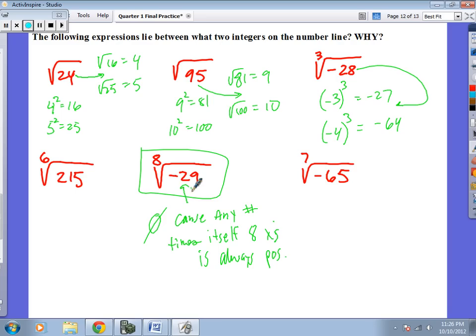Okay, maybe one more. Let's do this. 7th root of negative 65. So you're going to choose a number. I'm going to choose a negative 2. So a negative 2 times itself 7 times on the calculator. Overshot it. Negative 128. And I know a negative 1 times itself 7 times is a negative 1. So it's between these two numbers. It's between a negative 1 and a negative 2.